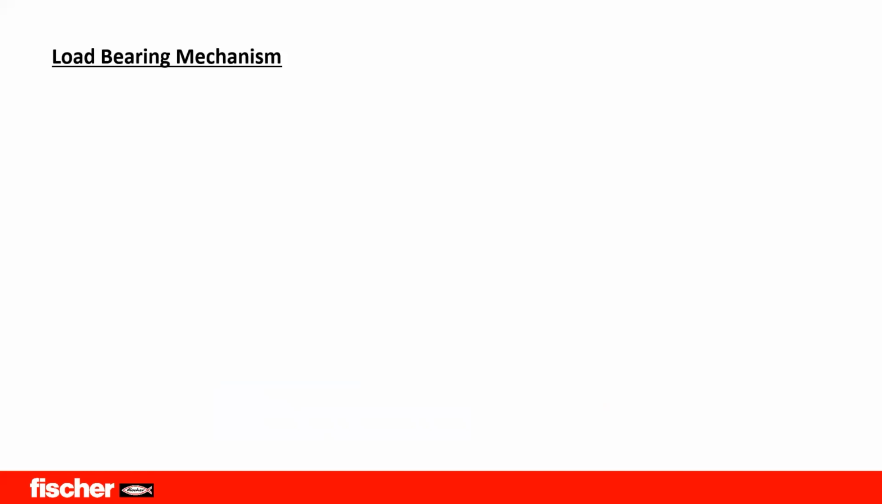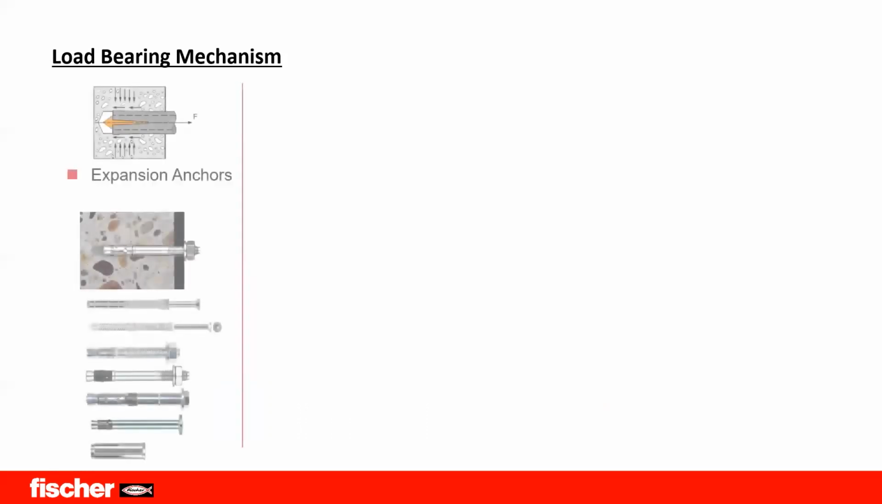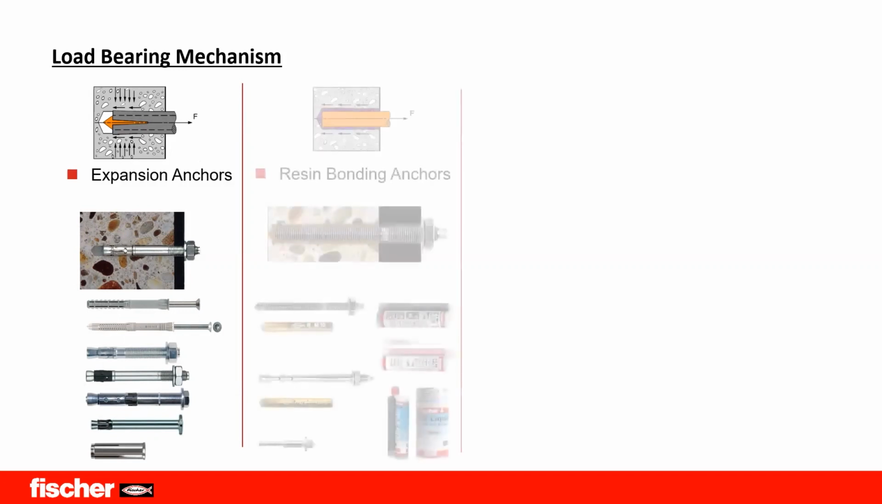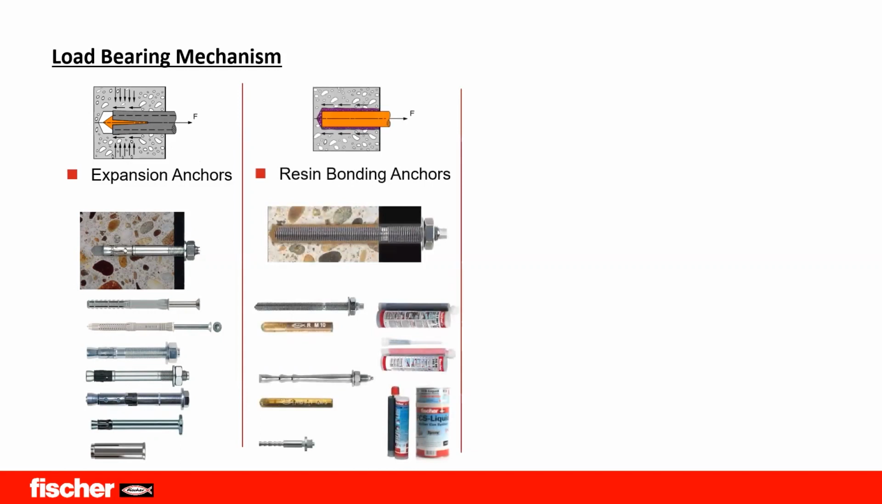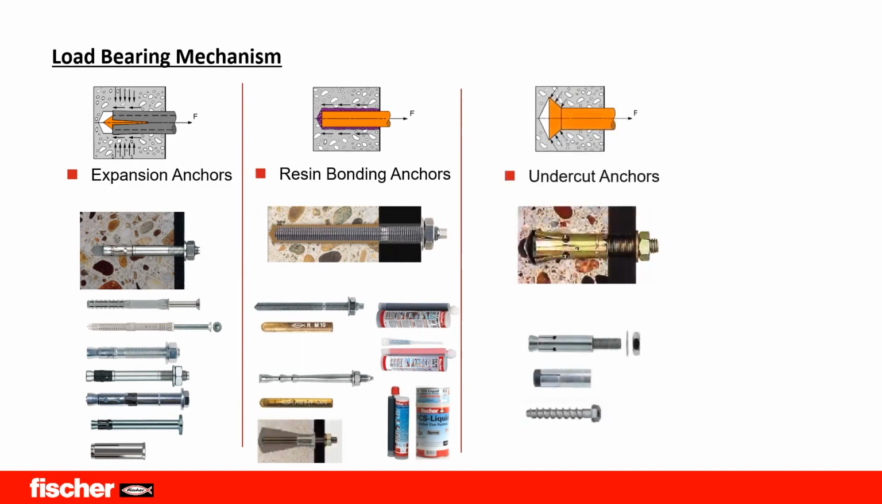Coming to the bearing mechanism, there are three types of load bearing mechanism involved for anchoring. The first one is expansion anchors. Basically, the steel anchors are fixed due to friction inside the drill hole. Number two is resin bonding anchors. These are chemical anchors which are fixed with bonding inside the hole. It can be either threaded rod or rebar or special types of anchors. Number three is undercut anchors. This makes a mechanical interlock inside the hole. So these are the most common three mechanisms available for anchoring.